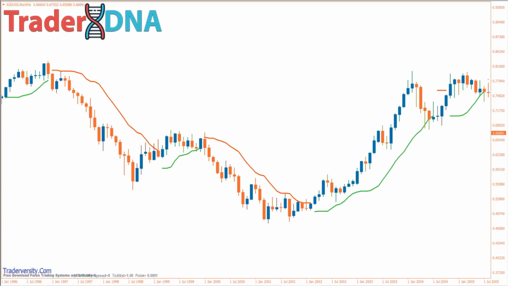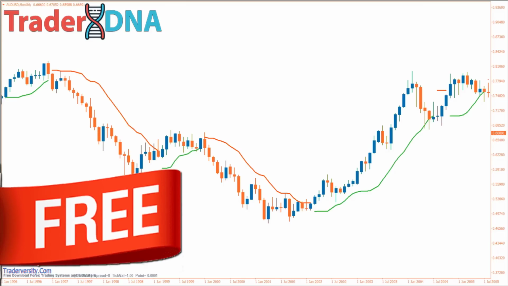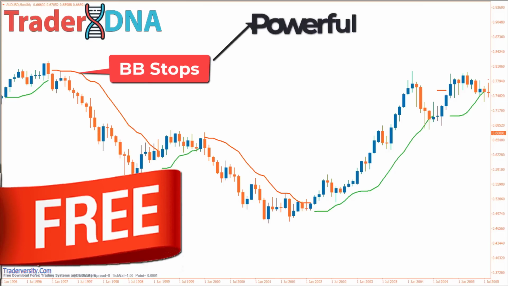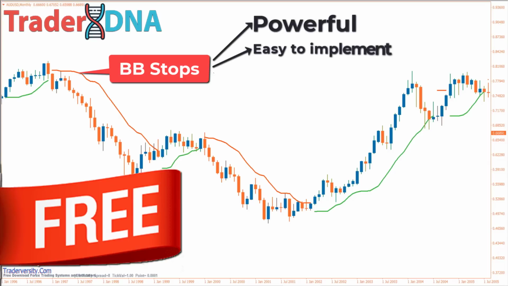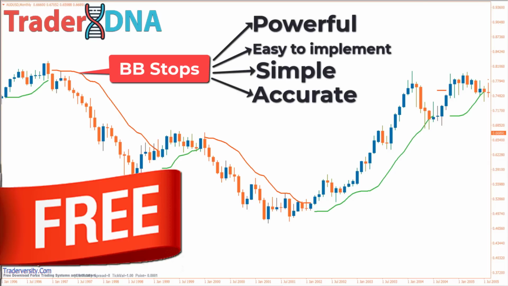In this trading strategy, we'll be using a special custom indicator that I provide for free to all of you. I named this indicator BB Stops. It's an incredibly powerful indicator because it's easy to implement with a simple concept, and it can accurately identify trends in both the Forex and stock markets. It's the simplicity of this indicator that helps its users succeed in maximizing profits in the market.